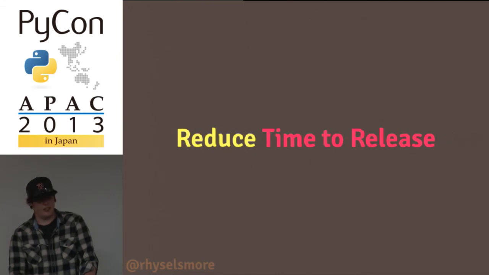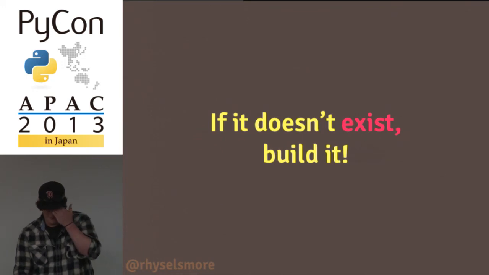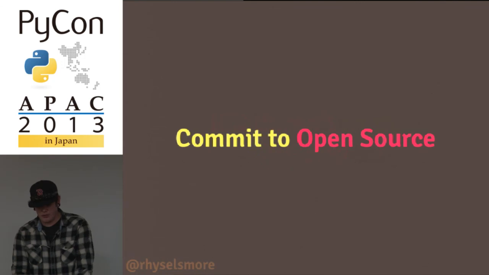Reduce the time to release new features. So make it so the conception of the idea to releasing the actual new version is a short, pleasant experience. And most of all, if it doesn't exist, build it. This helps improve our ecosystem of packages. Commit to open source. Who hasn't committed to an open source project? Do it, please. It's not scary, it's a great feeling.